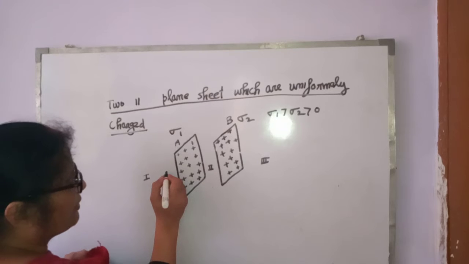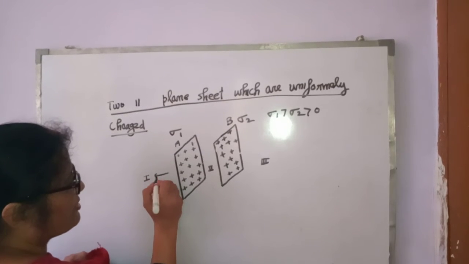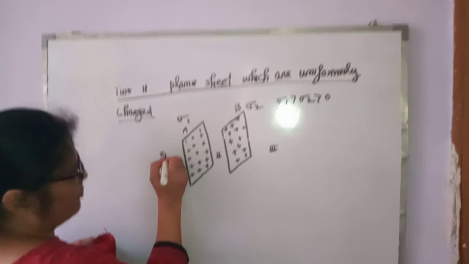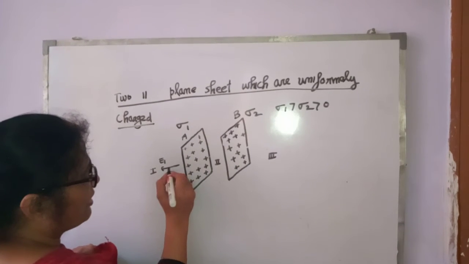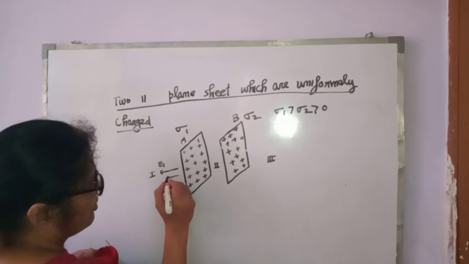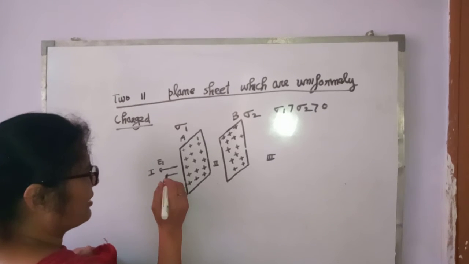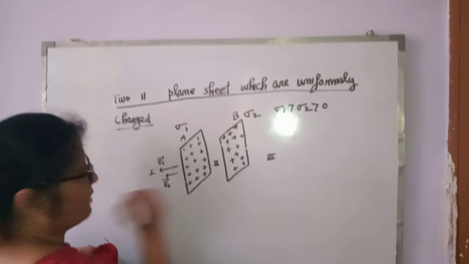What will be the electric field, and in which direction? E1 should be greater than E2 because sigma 1 is greater than sigma 2. This is E1 and this is your E2. But both are in the same direction. E1 and E2 are in the same direction.